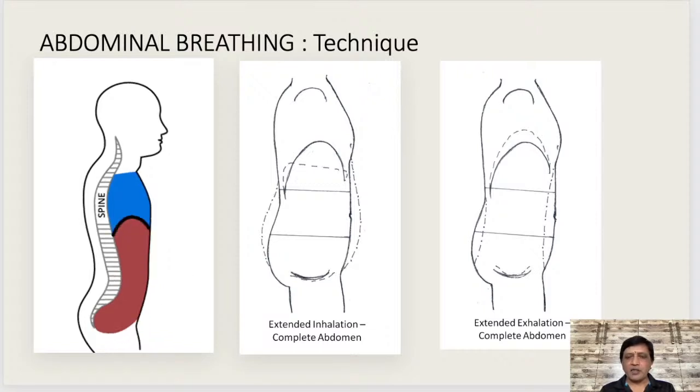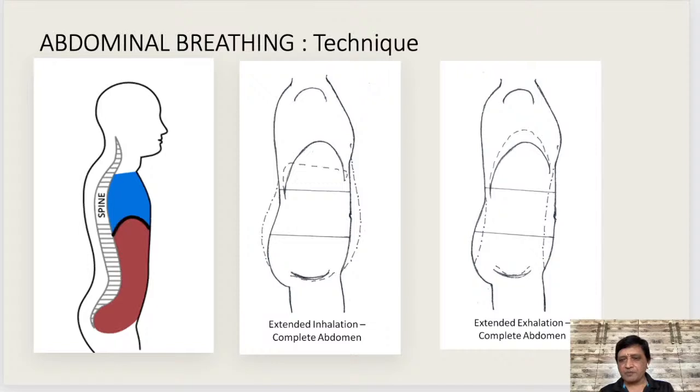And then exhalation happens in two phases. One is the passive. When you simply relax the abdomen, the diaphragm moves to its original position, the solid line you see here on the right extreme picture. And then you have to contract the abdominal muscles a little more than normal so that you can see this dotted line.